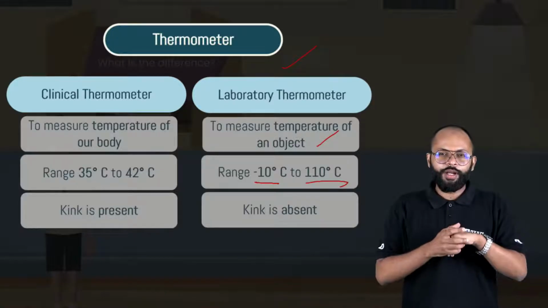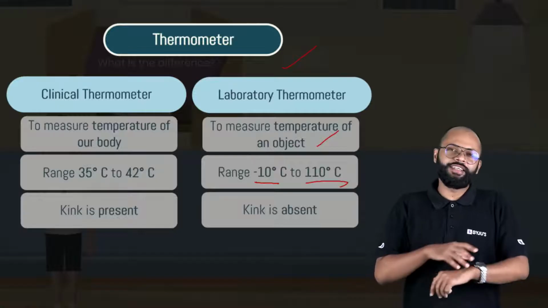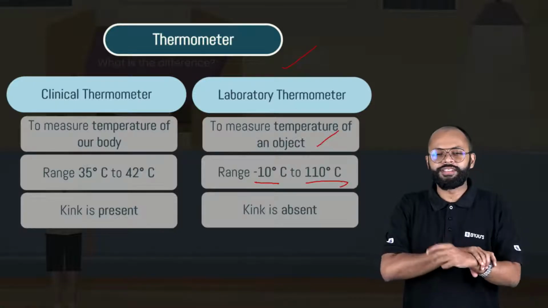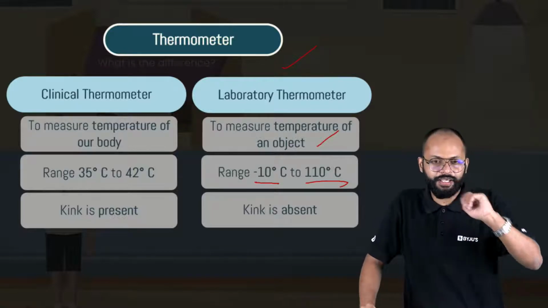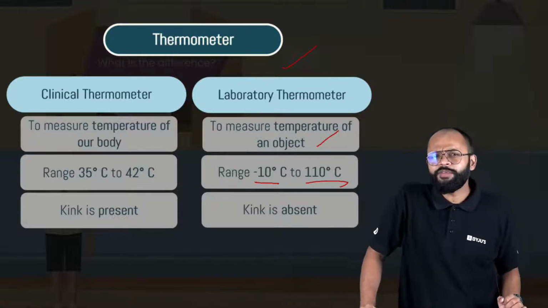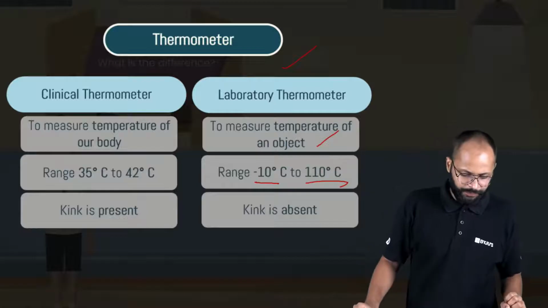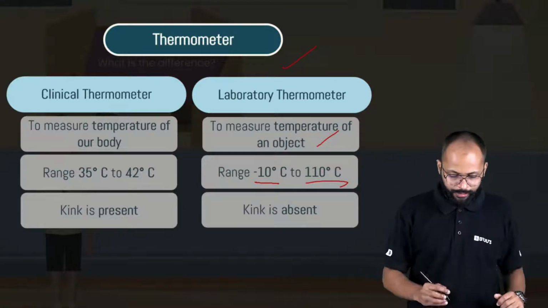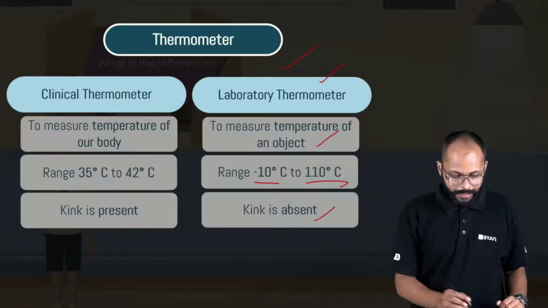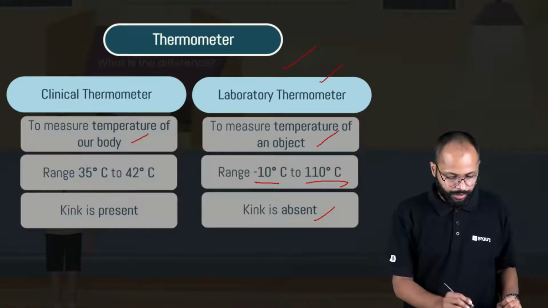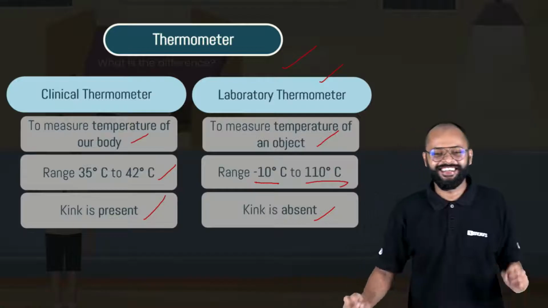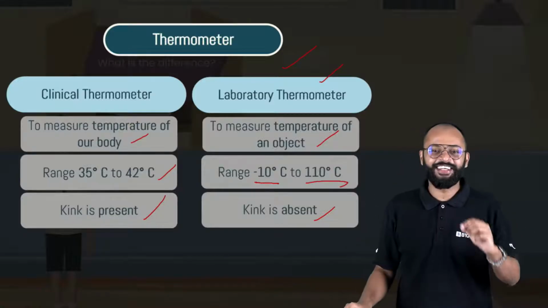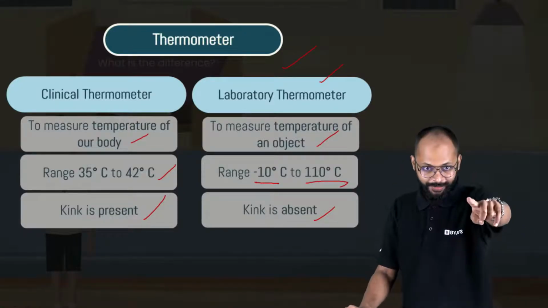So, why don't we use a kink in a lab thermometer? Can someone answer me this? Yes, Deepa, you also think it's a disadvantage. Why don't we have a kink in lab thermometers? Meanwhile, you think about that. This is clear. Kink is absent. Here, it is for measuring body temperature, 35 to 42, and the kink is present. Nice, Ravindra. You're right. Correct.